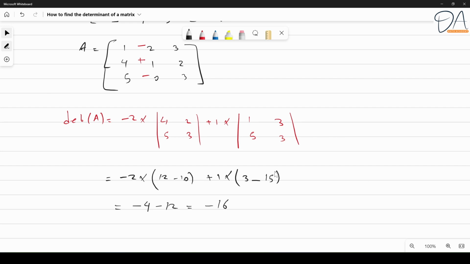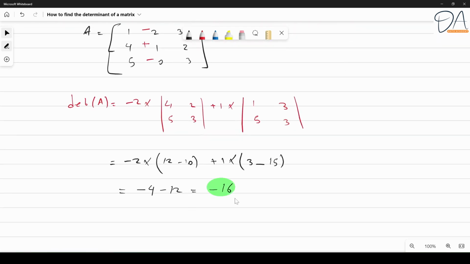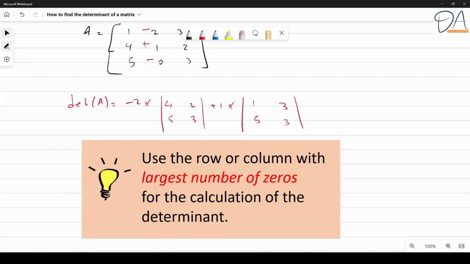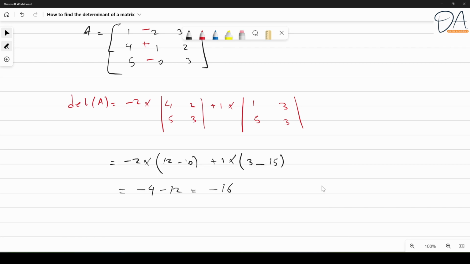And this is exactly the same thing that we get here. So we get here minus 16, and here we get minus 16. As you can see, regardless of which row or which column you use, you will always get the same answer. And you will notice that when we use the second column, because we have a 0 on the second column, that simplifies our work. So this is always something that you look for. You always look for a row or a column that has the largest number of zeros. And you can always use this strategy for larger sizes.